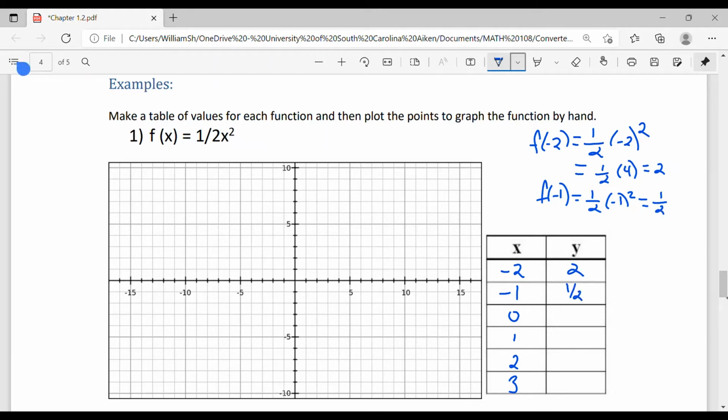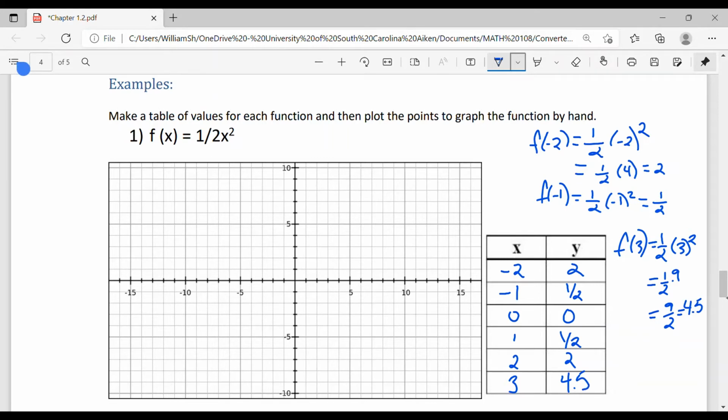Now, if I plug a 0 in here, 0 squared is 0. 0 times 1/2 is 0. That's pretty easy. If I plug 1 in here, 1 squared is 1. 1 times 1/2 is 1/2. If I plug 2 in here, 2 squared is 4. 4 times 1/2 is 2. Now if I plug 3 in here, let's see what we get with f of 3. 1/2 times 3 squared. Well, 3 squared is 9, so I get 9 times 1/2. And 9 halves is basically the same thing as 4.5. So I'm right around that 4 1/2 range.